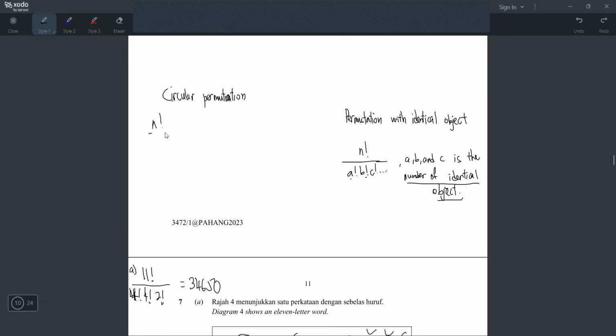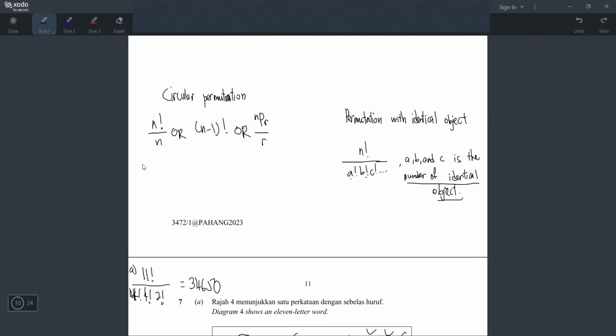N factorial divided by n. Or you can also say n minus 1 factorial. This is the formula when we want to arrange n number of people in a circle. This formula also works. They are the same. Sometimes we will use the P, right? It can also be nPr divided by r. nPr divided by r. It's the same thing.